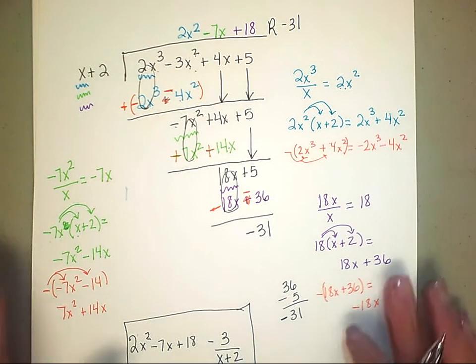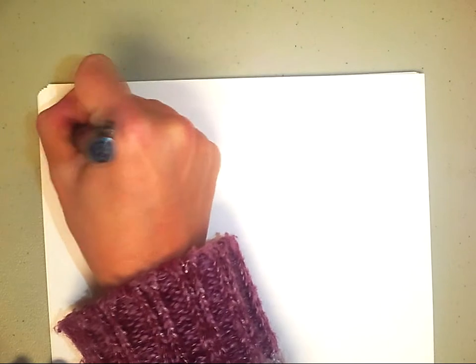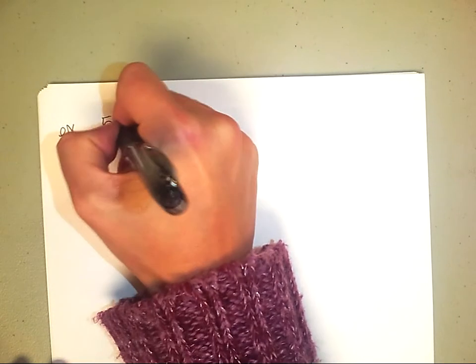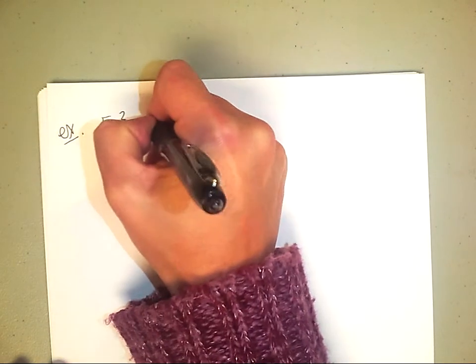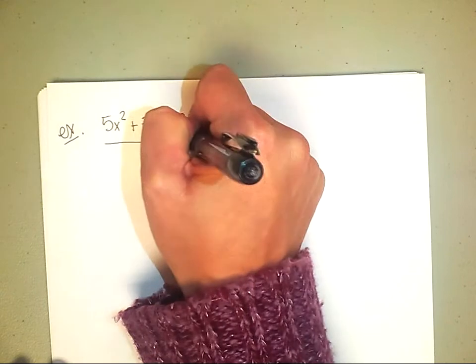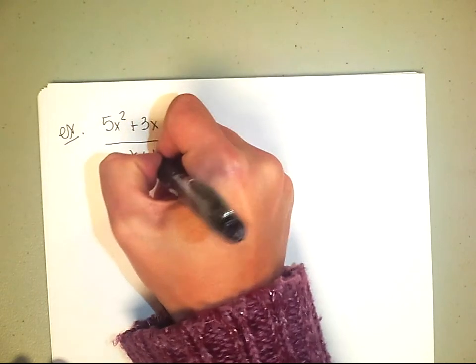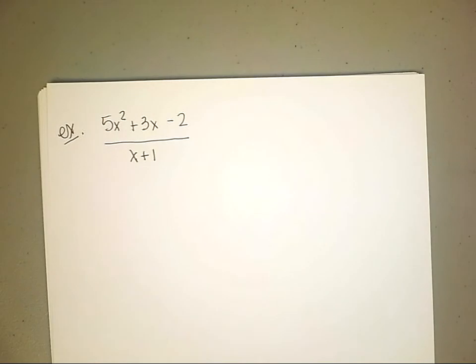Okay, now let's see something happen. Okay, let's look at this. What if we had 5x squared plus 3x minus 2, and we divided that by x plus 1? Okay. So this is similar to the prime factorization example.